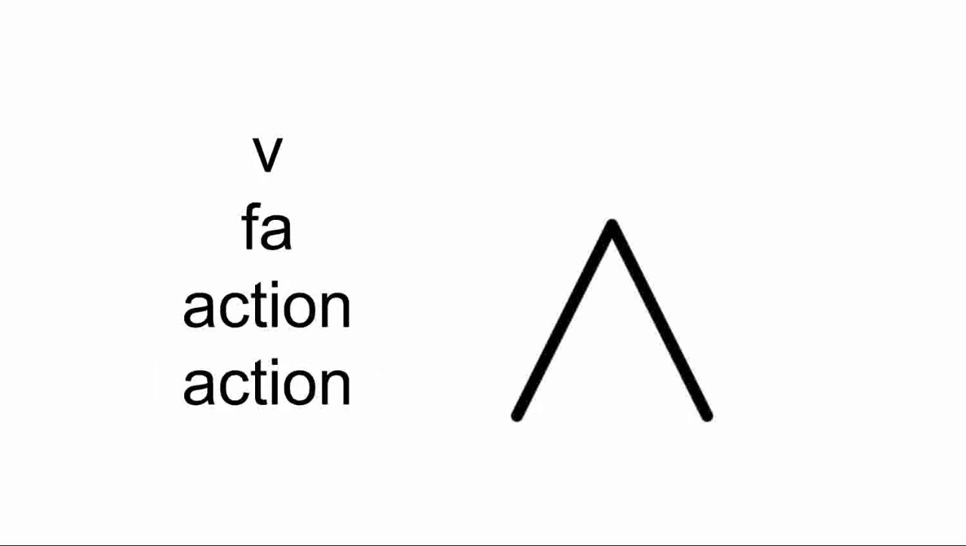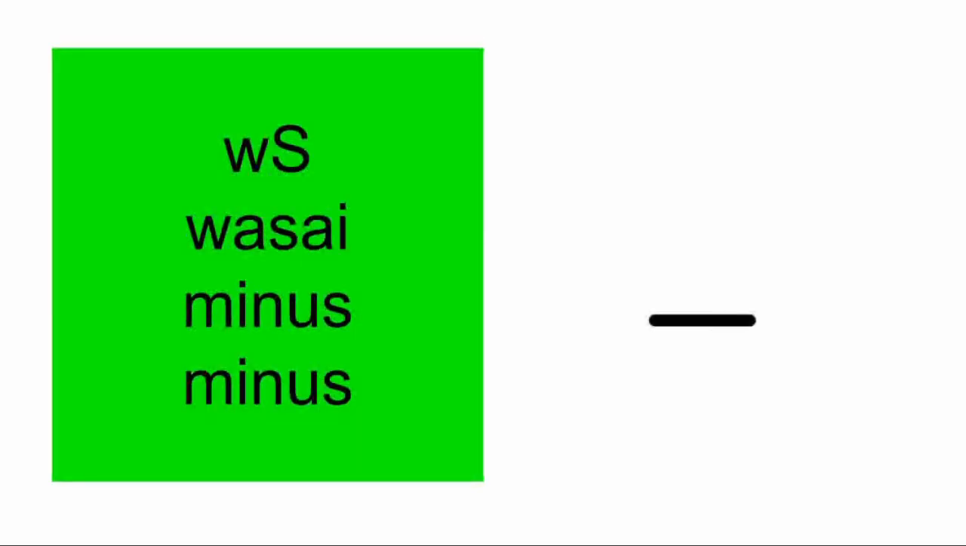The open triangle is represented by the letter V, and it's pronounced fa. It means action. W is pronounced wa, and it means subtraction. Notice that this is a long line. The half-long line is wa psi, a small wa, and it means minus or not or without.